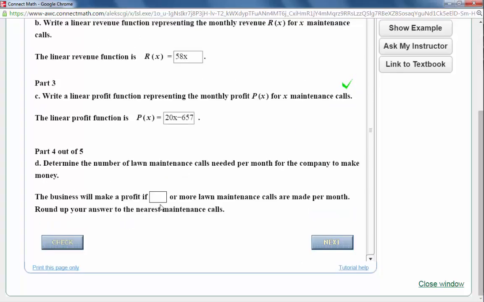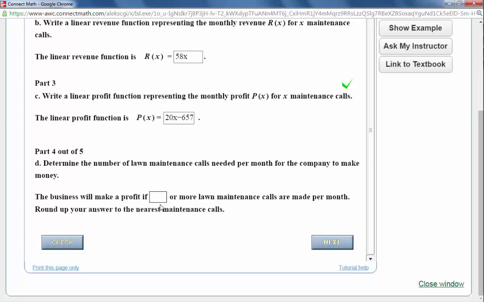Does it make sense if you don't answer any calls in a month, meaning zero service? What is the total? Negative 657. You are losing money because you need to keep your business open, you need to pay taxes and phone service and other stuff. So if you don't make any calls, you are losing money, $657.